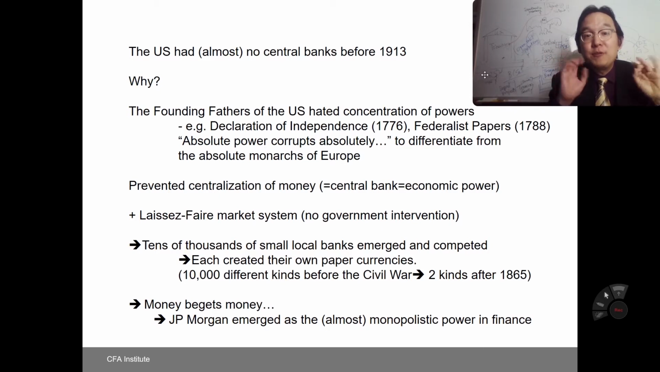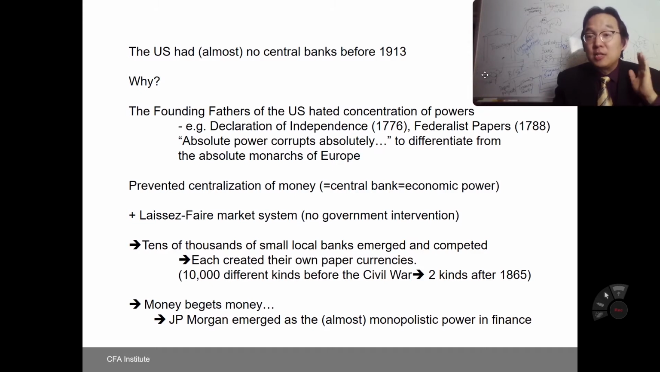So let's prevent centralization of any power, and money especially comes with power. Money is power. Okay. So anybody say central bank, and they will say no, hell no.